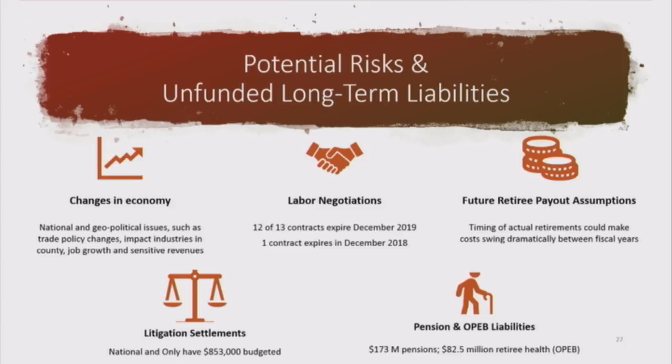And then naturally, these retiree payouts, I'm using an assumption of when I think they're going to retire, but they may elect to do something else depending on whatever timing or issues. The litigation costs, we have $853,000 budgeted in the current general fund for these sorts of settlements, but boy, those could come in higher than that, couldn't they?